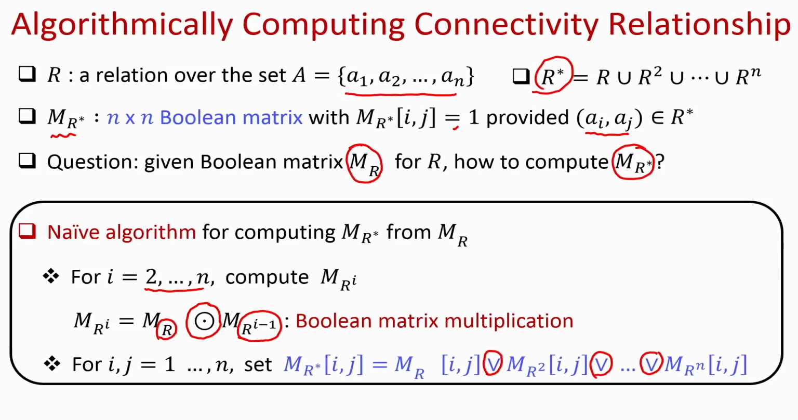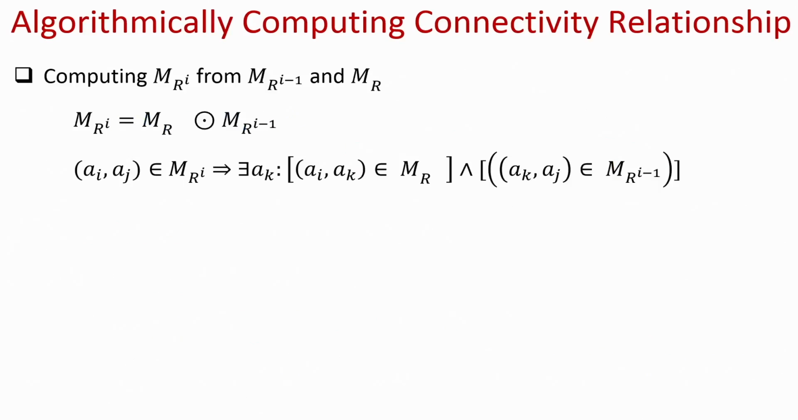So, now there are two operations here, the Boolean matrix multiplication and the disjunction operation. I am going to define them one by one. So, let us start with this Boolean matrix multiplication here. The goal here is the following: you are given the relation R or equivalently its matrix representation, and say you have already computed the matrix representation for the i minus 1th power of R. And now your goal is to compute the matrix for the ith power of the relation R.